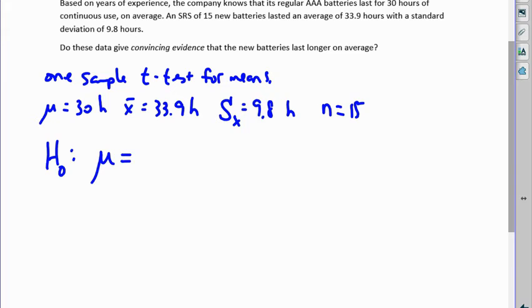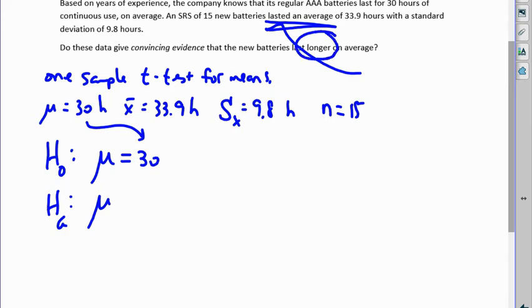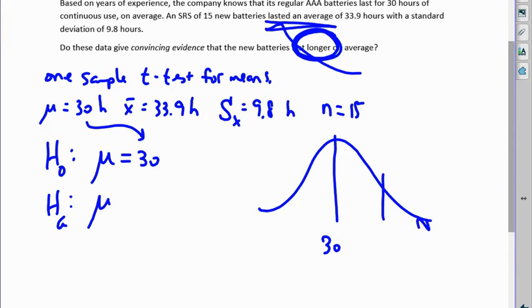Population symbol, statement of equality, bring the value that was the population value down. Alternative hypothesis, same population symbol. We are just wondering if these batteries last longer, right? So we are going to be doing this situation with the 30 in the middle. We only care about this tail here because that is better batteries. So greater than 30. We're looking at the 33.9.